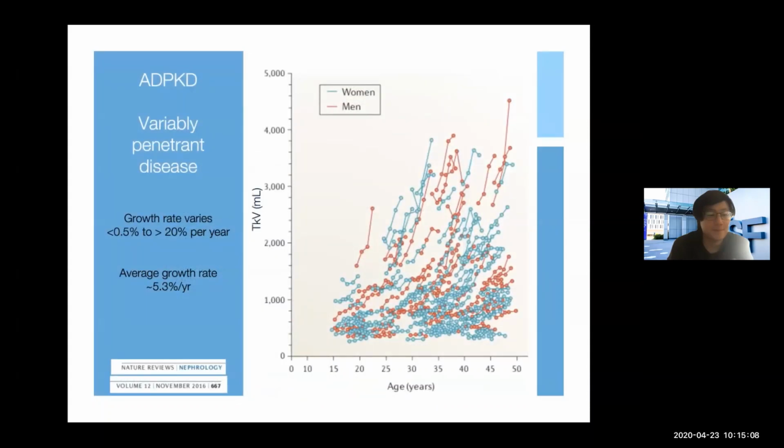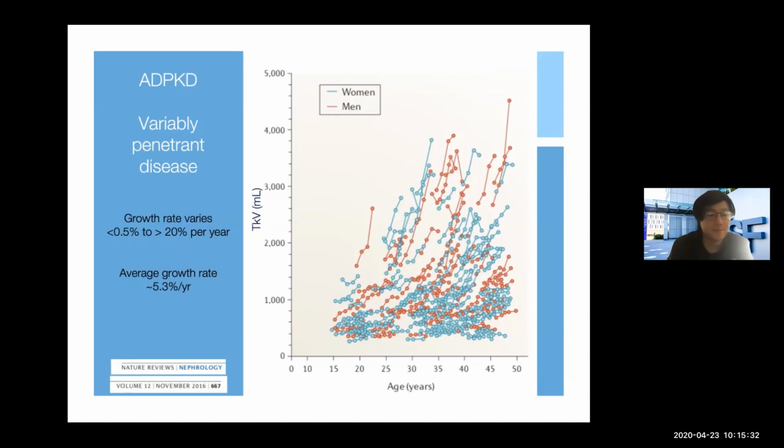Now, this variability is very important clinically because you're going to see very dramatic differences amongst different patients with polycystic kidney disease. So if we look, for example, the growth rate varies between about 0.5% by volume to greater than 20% by volume per year for a particular patient. And the average growth rate is about 5% per year.